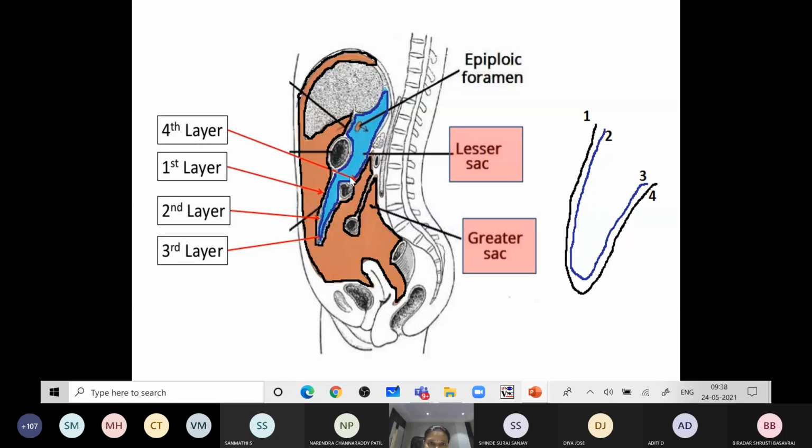The peritoneum of the lesser sac forms the upper layer of transverse mesocolon. The lower layer is formed by peritoneum of the greater sac. This extends over the anterior surface of the pancreas. This is pancreas, and again descends down. So that is the attachment of the greater omentum.